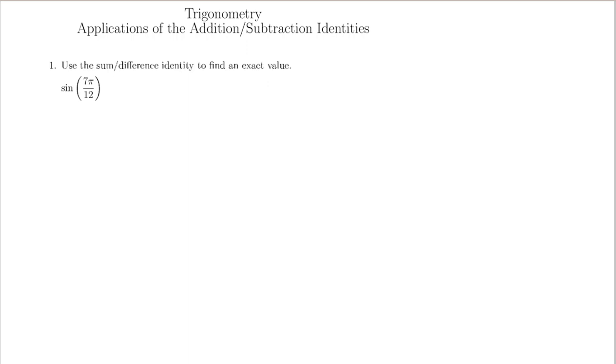Now, students tend to find working with radians harder than degrees. So if you really are just not comfortable with the radians, you could always convert 7 pi over 12 to degrees, but then you'll keep yourself from ever getting comfortable with radians. So what I always recommend my students do is stay in radians if the problem is in radians.